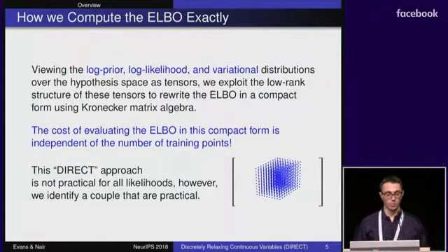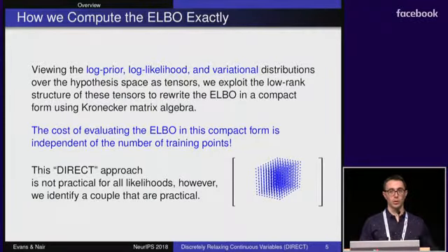So we, on the other hand, compute the ELBO exactly. And we do this by viewing the log prior, log likelihood, and variational distributions at each point in the hypothesis space as entries into a b-dimensional tensor, where b is the number of variables in your model. So we then identify and exploit a low-rank structure that exists on some likelihoods, and this allows us to rewrite the ELBO in a very compact form. And interestingly, when we evaluate the ELBO in this compact form, the cost is independent of the number of training points. So this allows the technique to be scaled to very large problems. So we call this the direct approach.